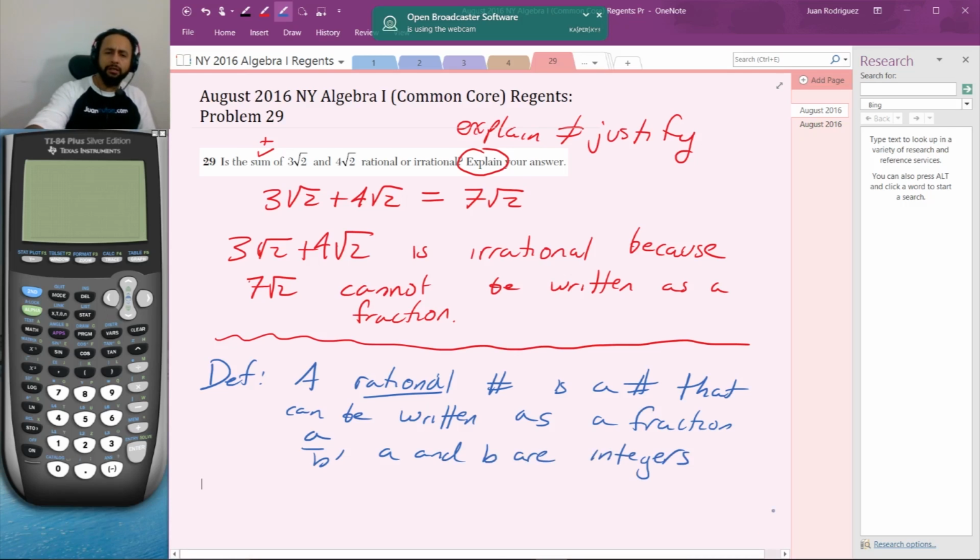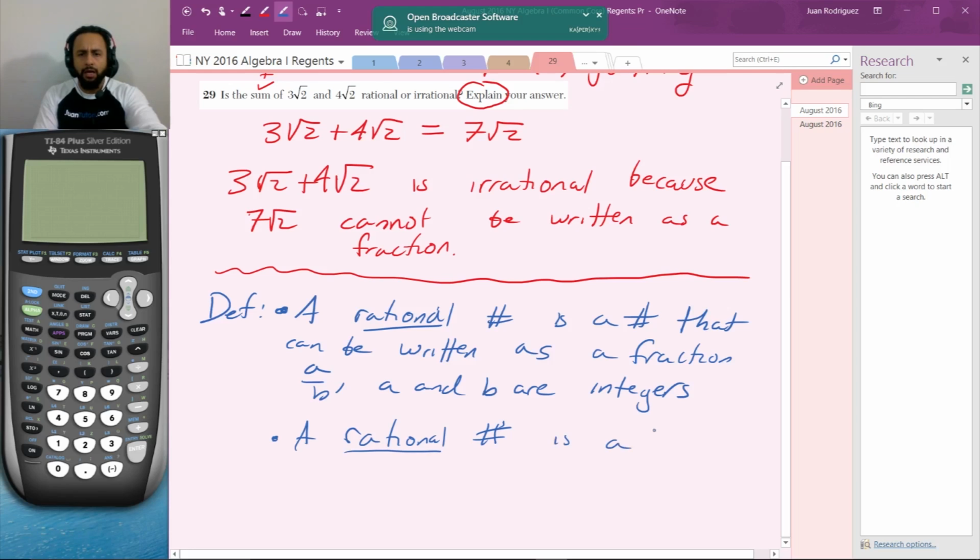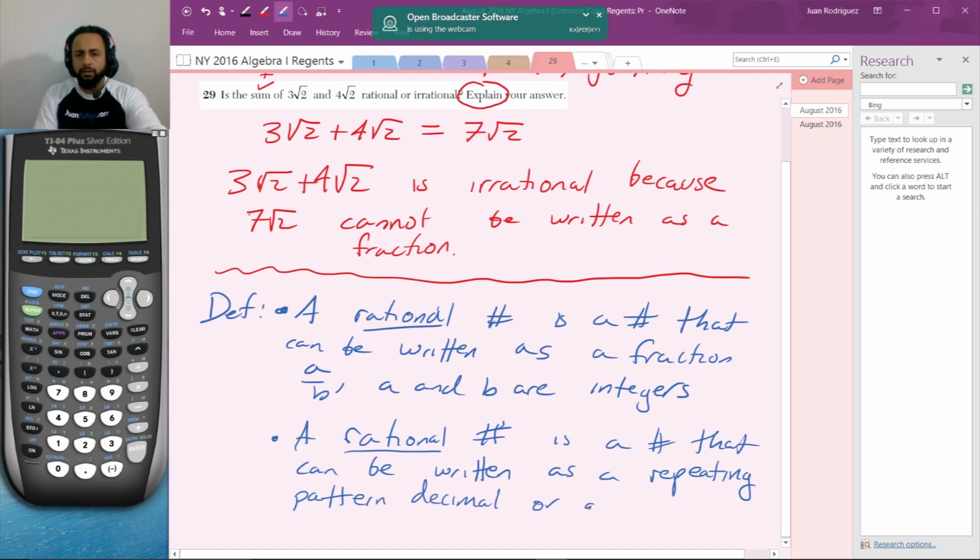Okay, there's an equivalent definition. It's totally equivalent, they are absolutely the same definition. I give them both because there are situations in which you need both. A rational number is a number that can be written as a repeating pattern decimal or a terminating decimal.